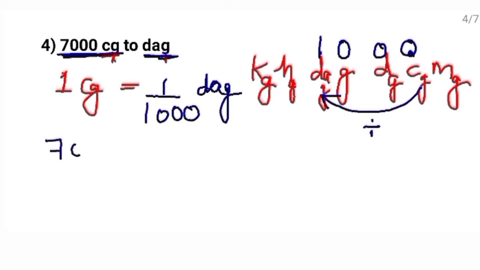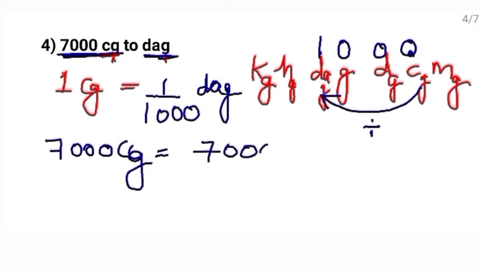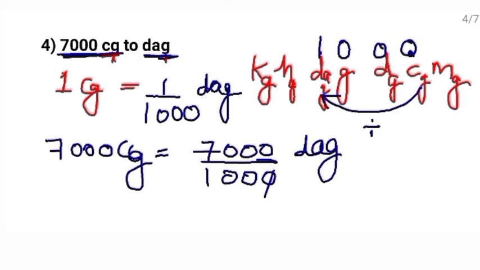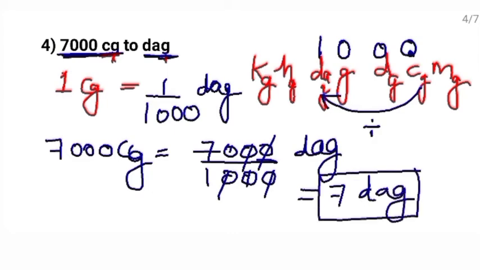Now 7000 centigram is equal to 7000 upon 1000 decagram. Now you have two options. You can cancel out the zeros, it becomes 7 decagram, or you can put the decimal. Clear? In both the cases you will get the same answer.